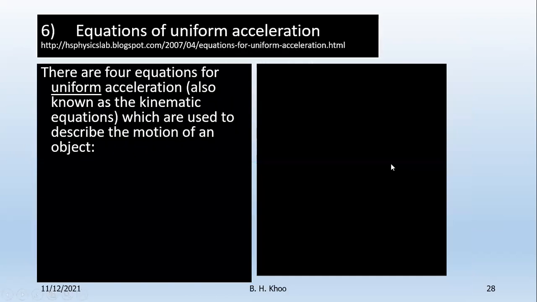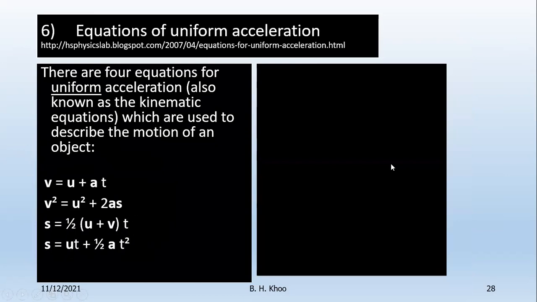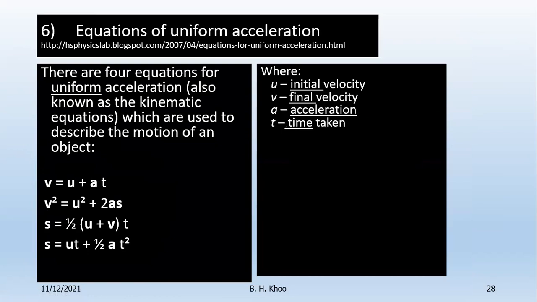The equations of uniform acceleration will be derived later on. There are 4 of them. We use them later also, so you need to remember them. One way to remember them is to do exercises. U is the initial velocity, V is the final velocity, A is the acceleration, T is the time taken, S is the displacement. Remember, these are vector equations. Only time is a scalar.